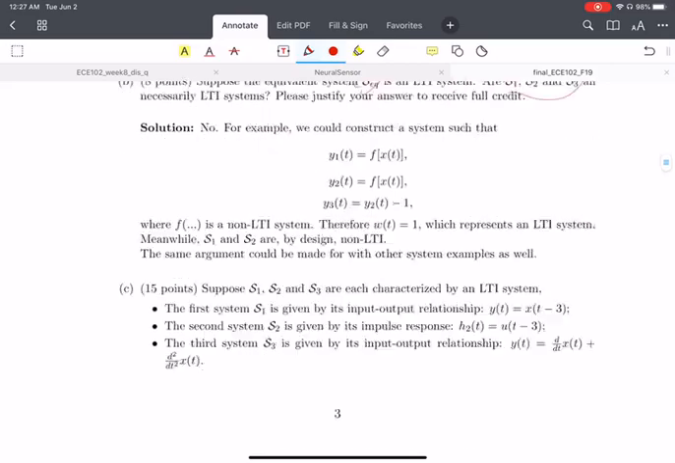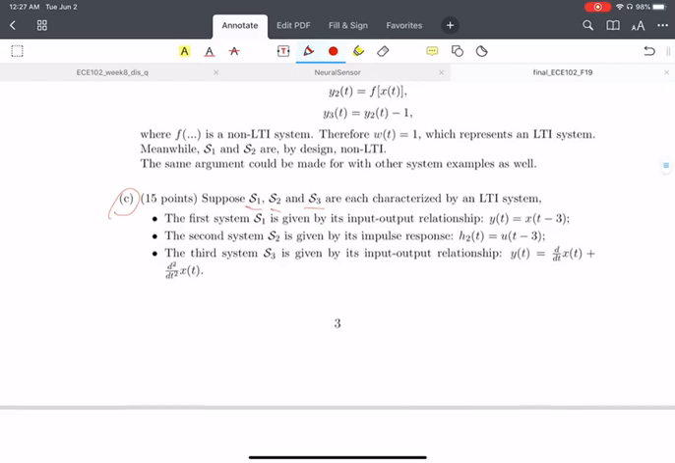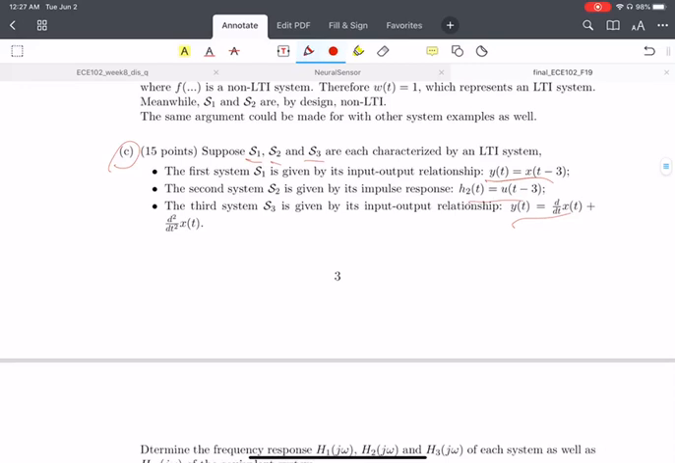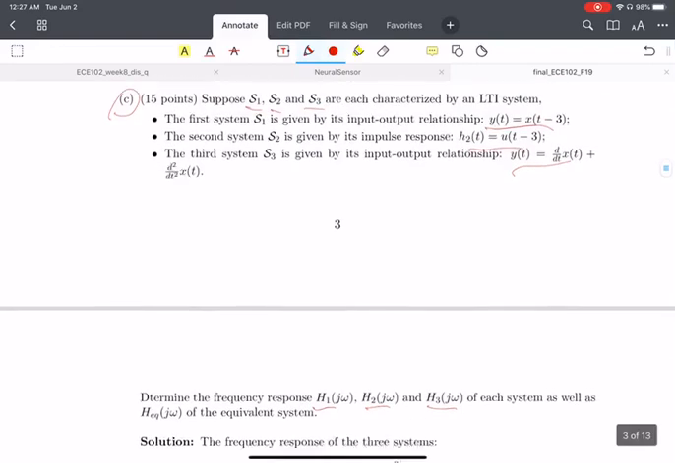So question C is very standard, a question for LTI systems. If we have S1, S2, and S3, they can be characterized either by the input and output difference equation relationship, or by the impulse response. So when we see these questions, maybe the first thing coming into our mind is to find the frequency response, like H1(jω) and H2(jω) and H3(jω).